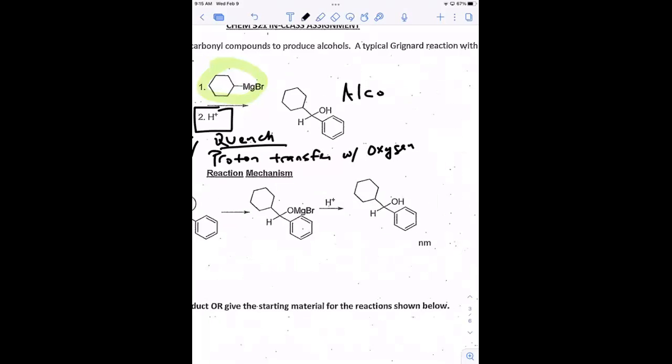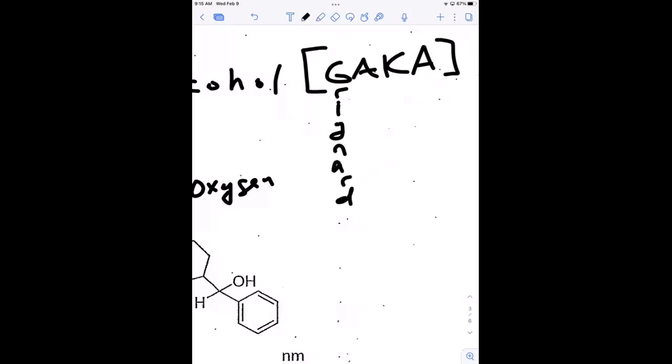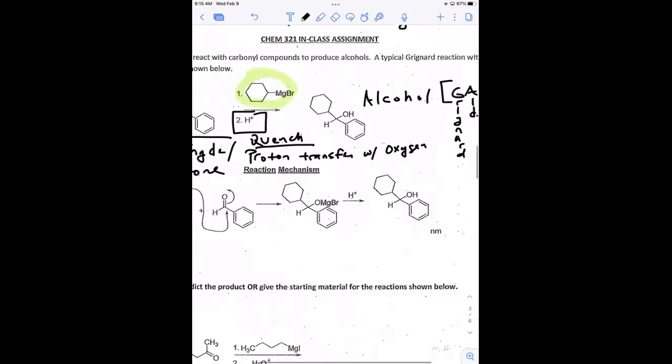is an alcohol. If you watch the video, then you know that there is a mnemonic that I gave you for addition of a Grignard to a ketone or an aldehyde. So this mnemonic was for Grignard to an aldehyde or a ketone gives you an alcohol. That's always the product of Grignard addition to carbonyls, to aldehydes and ketones.